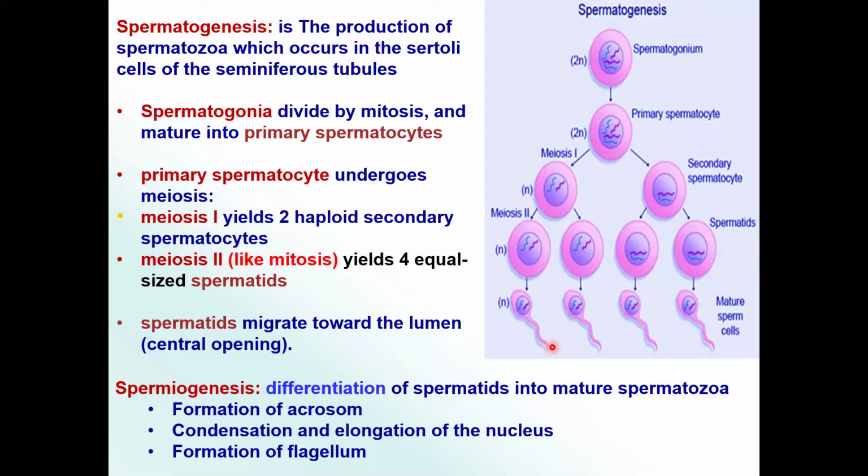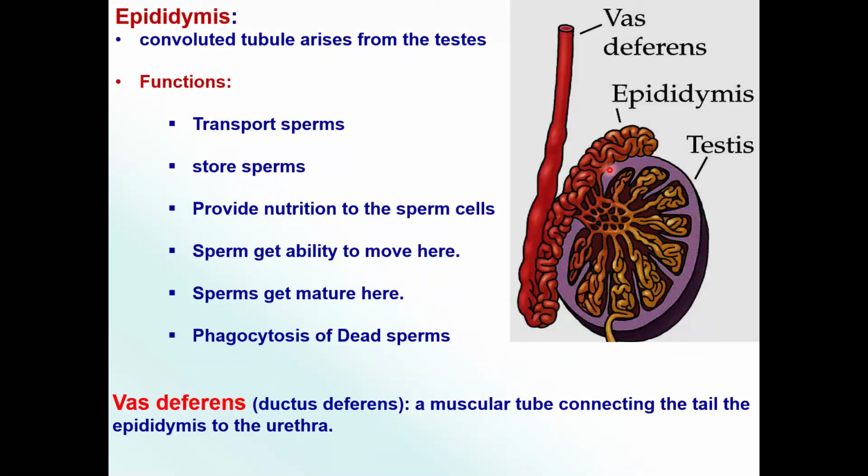Now, what is the function of the epididymis? This is the epididymis. The first function is that it transports the sperm, and it stores the sperm which are produced by the testis. The second is to provide nutrition to the sperm which are stored here. The sperm in fact gain motility. They become motile in the epididymis, and they gain full maturity. Also it can phagocytose dead sperm.